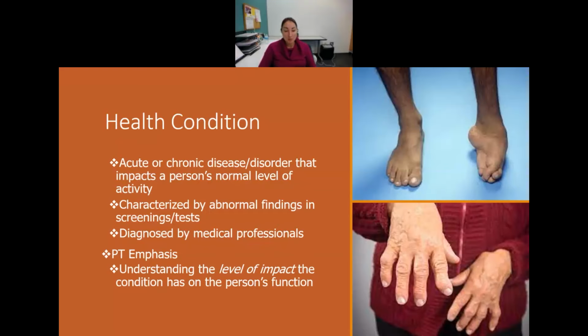And why it matters to us is we need to understand the level of impact the condition has on the person's function. So maybe their condition is clubfoot in the top picture, and they've got braces and they're still able to walk, or they are completely unable to walk because it's too painful. Maybe they have rheumatoid arthritis, as in the bottom picture, and it's somebody that just has the occasional pain, or it's somebody that has deformities that restrict their ability to sew or to do things that they love. So we really want to dive into that health condition and see what impact it has on the patient.